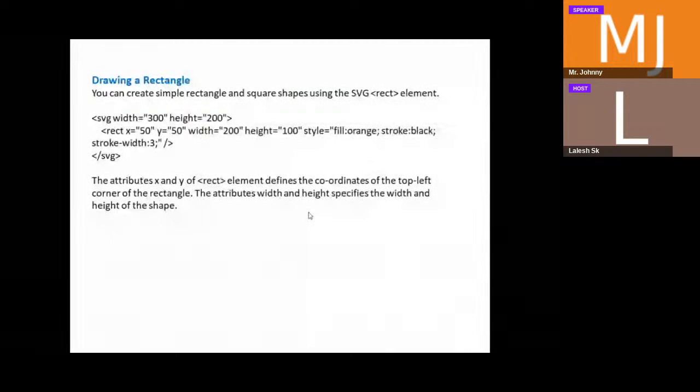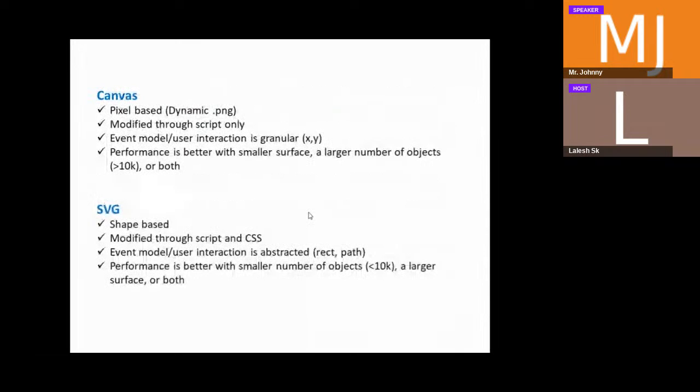Here we have based upon x and y. The difference is canvas is pixel based, whereas SVG is shape based, and canvas can be saved in the format of PNG. Canvas can be implemented using the script tag, whereas SVG can be implemented using script and CSS. Here it is based on x and y, and there it is based on rect and path. If I want to draw a large number of objects, then we can make use of canvas or else SVG.